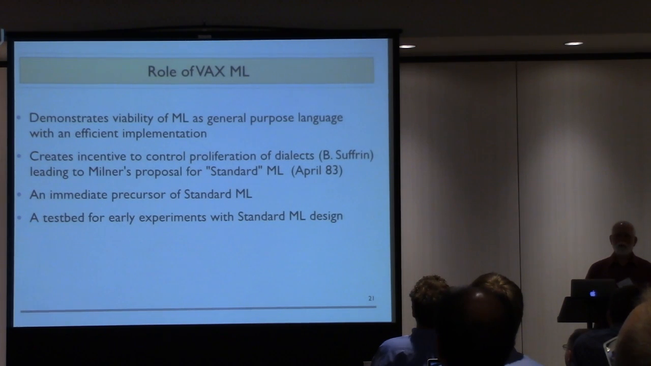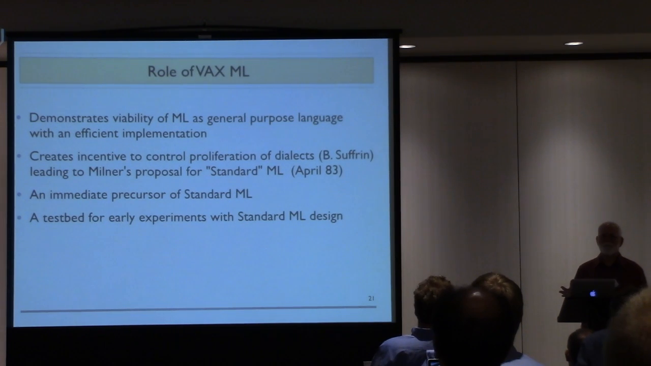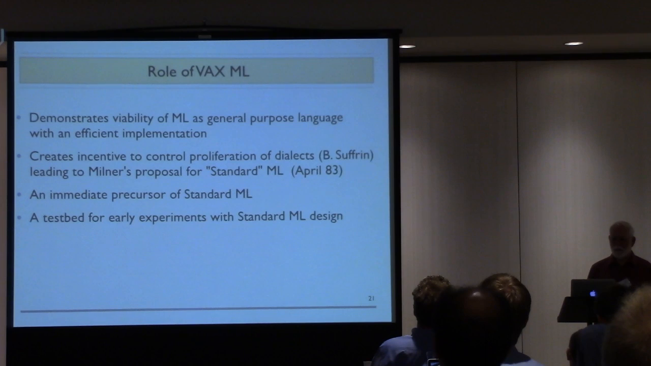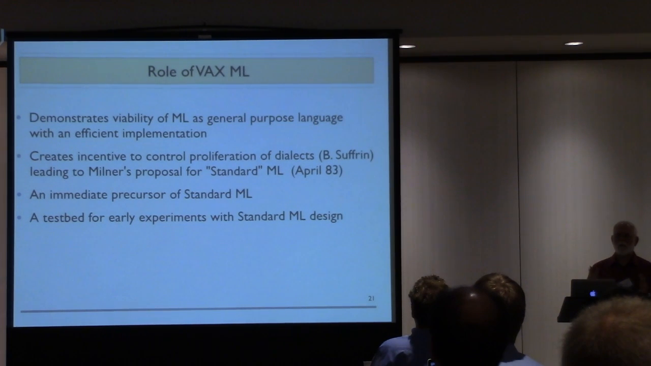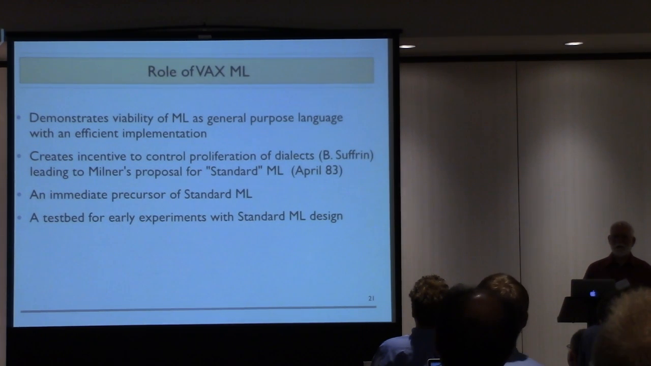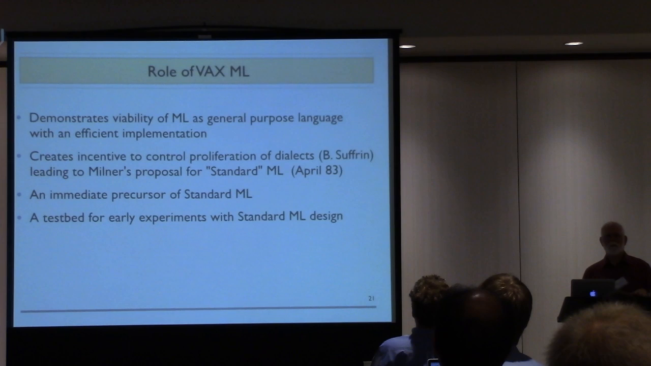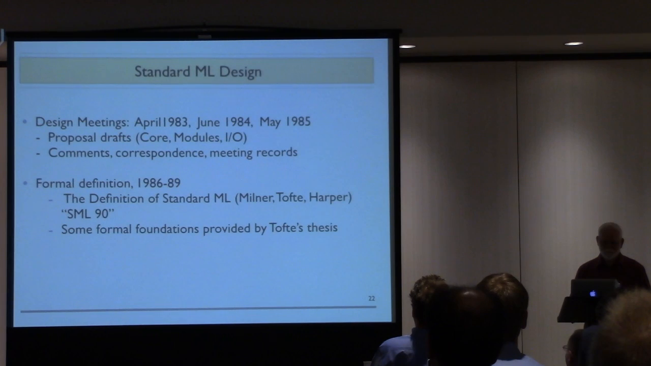It also created a worry that now there was more than one dialect of ML. And so this led to some discussion, eventually a discussion between Bernard Sufrin and Robin Milner about something should be done. And that led to the standard ML proposal. It was one of the inputs to the standard ML design, and during the early years of the standard ML design, Luca modified it by adding standard ML features as they were discussed.